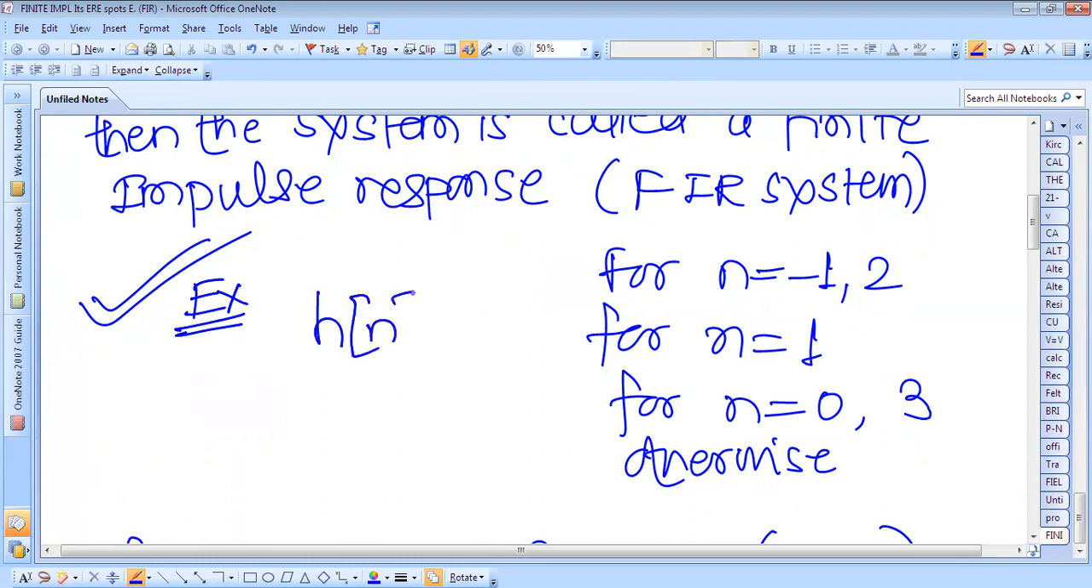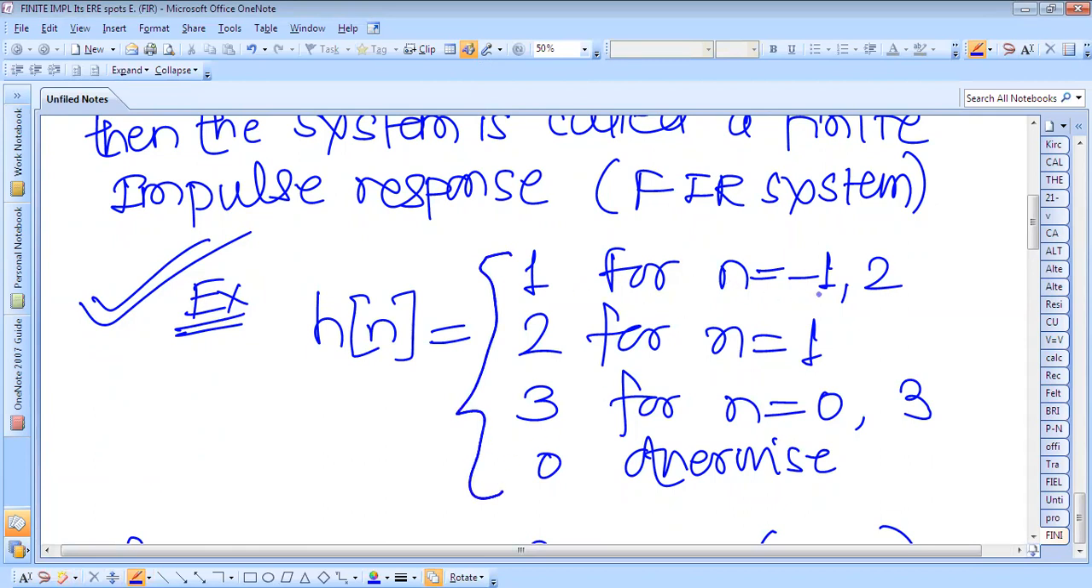This is the impulse response. It is 1 for n equal to minus 1 and 2, it is 2 for n equal to 1, it is 3 for n equal to 0 and 3, and it is 0 otherwise. So this is the impulse response given to you. This is an example of a finite impulse response.